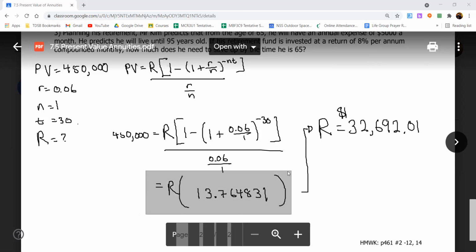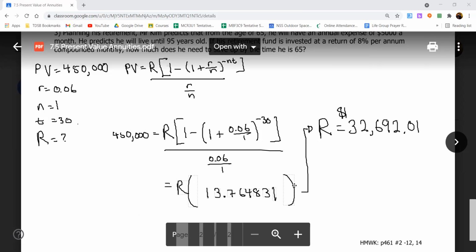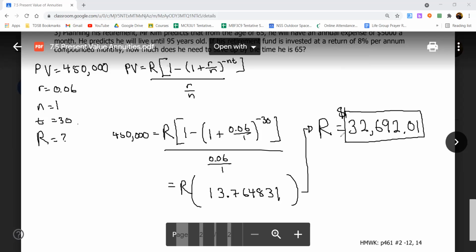If this calculation is correct, then what's happening is every year for 30 years, the bank is going to award me this much just because I have $450,000. And think about it. This is every year for 30 years. If I multiply this by 30, what does that actually equal to? It equals $980,760.